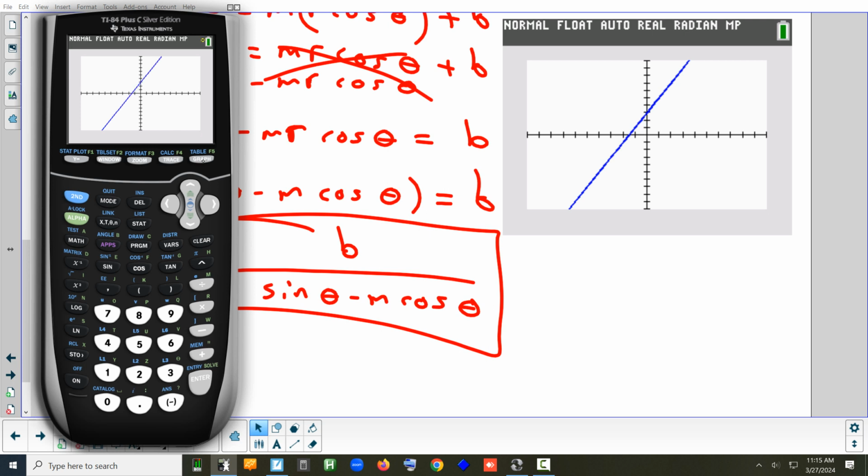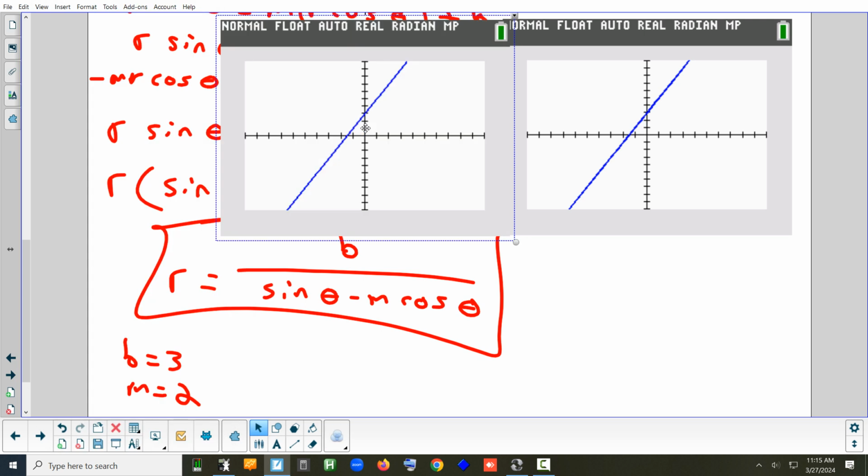All right, and let's compare. Yeah, looks the same. So this is the polar representation, and that was the function notation. So lines are much, much more complicated in polar. You need to know trig just to do lines in polar. That's why we normally don't, but you can. All right, any questions on that?